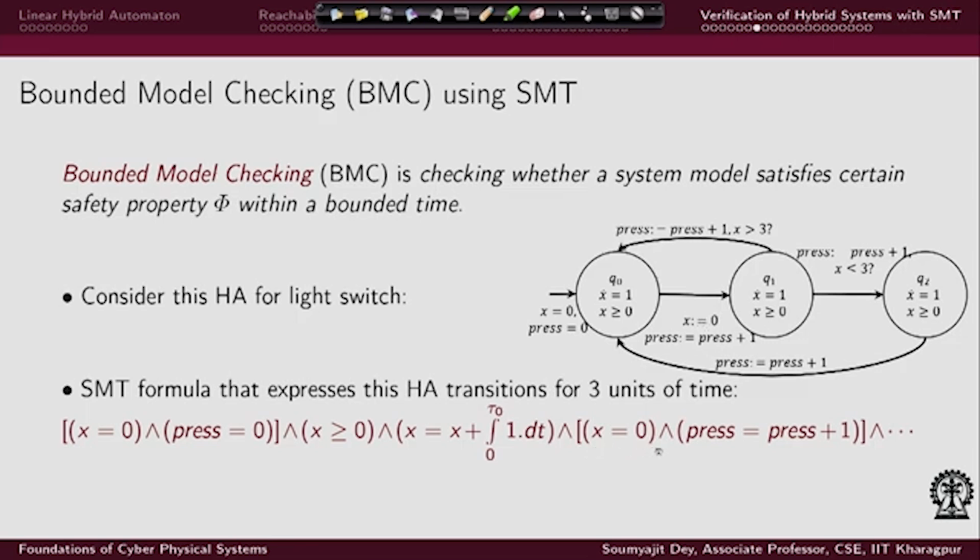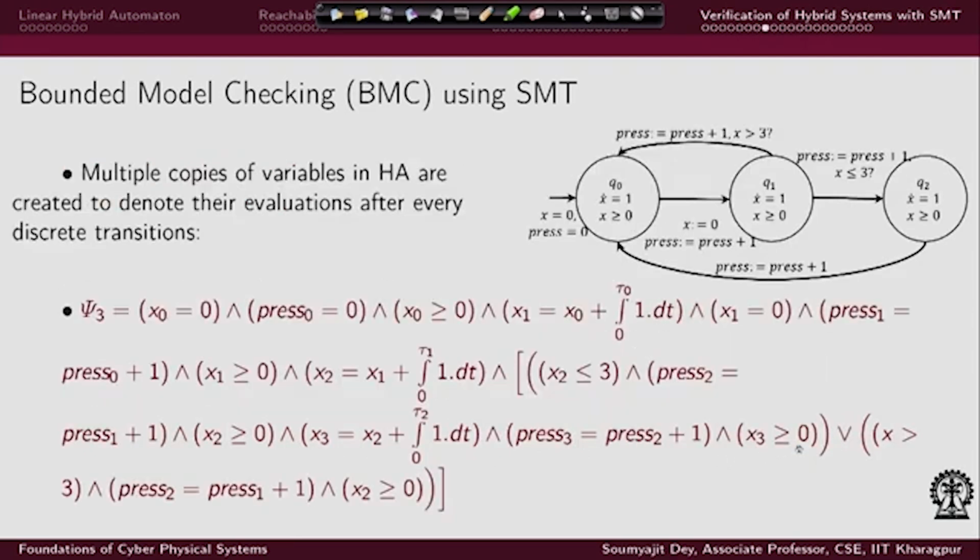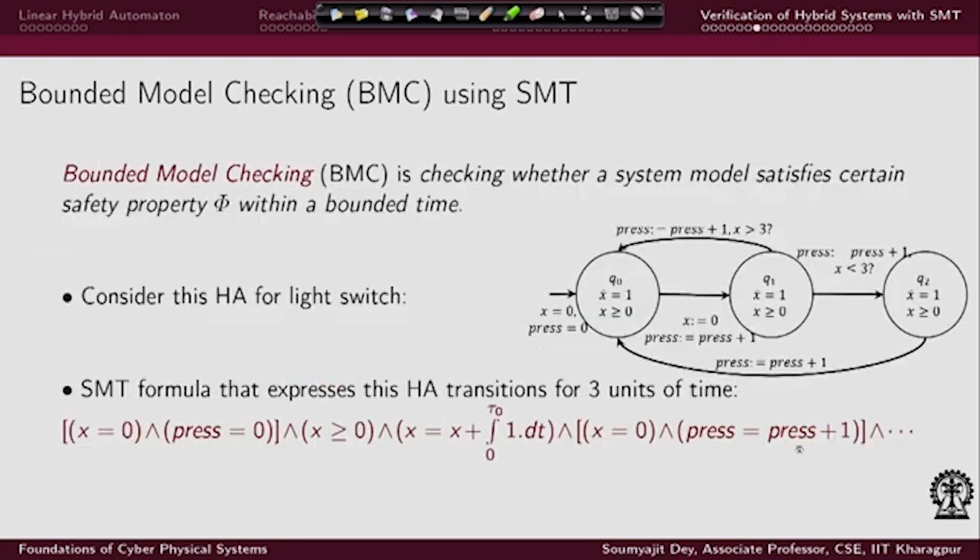Now, if you see here, we had x equal to 0, then x greater than or equal to 0, then x is getting updated, and here x equal to 0, and then you have press equal to press plus 1, because this variable is going to change its value from 0 to 1. So, we are trying to capture all those issues here. Now, the question is, this variable x was getting a positive value due to the evolution, and now it is going to be reset. So, this looks pretty inconsistent here.